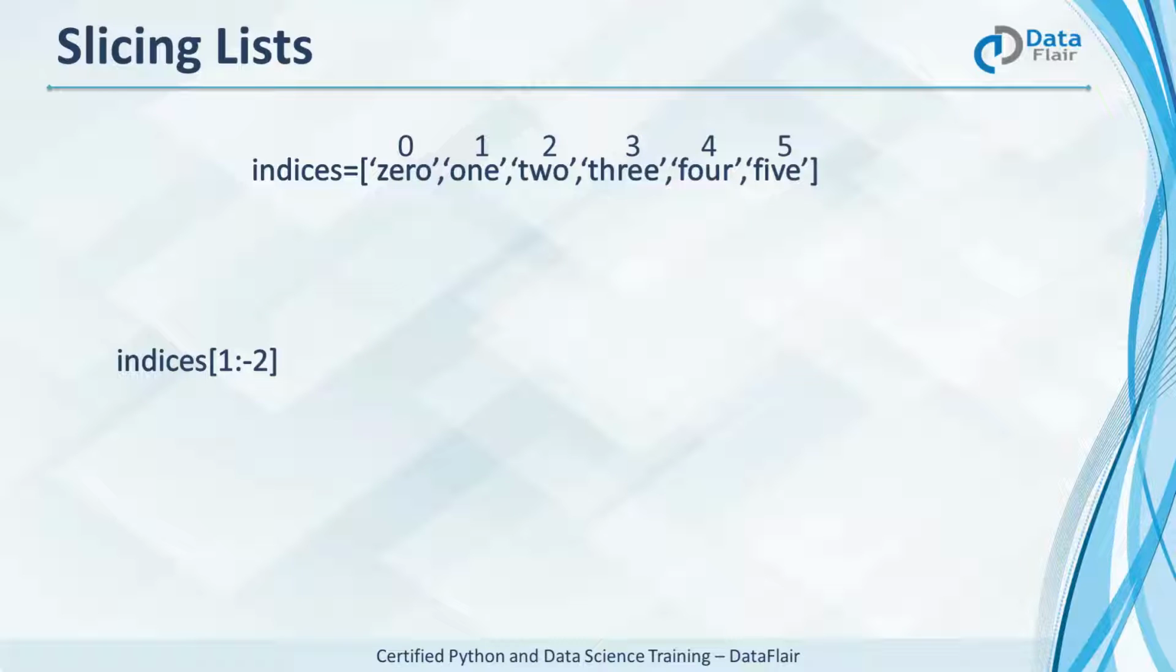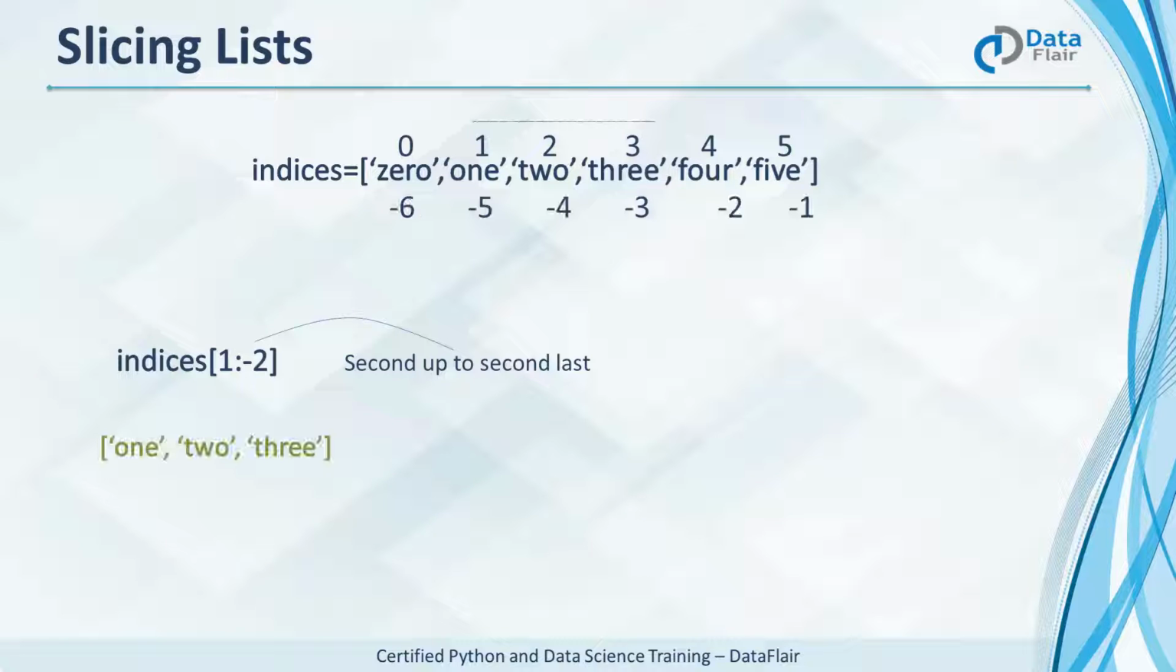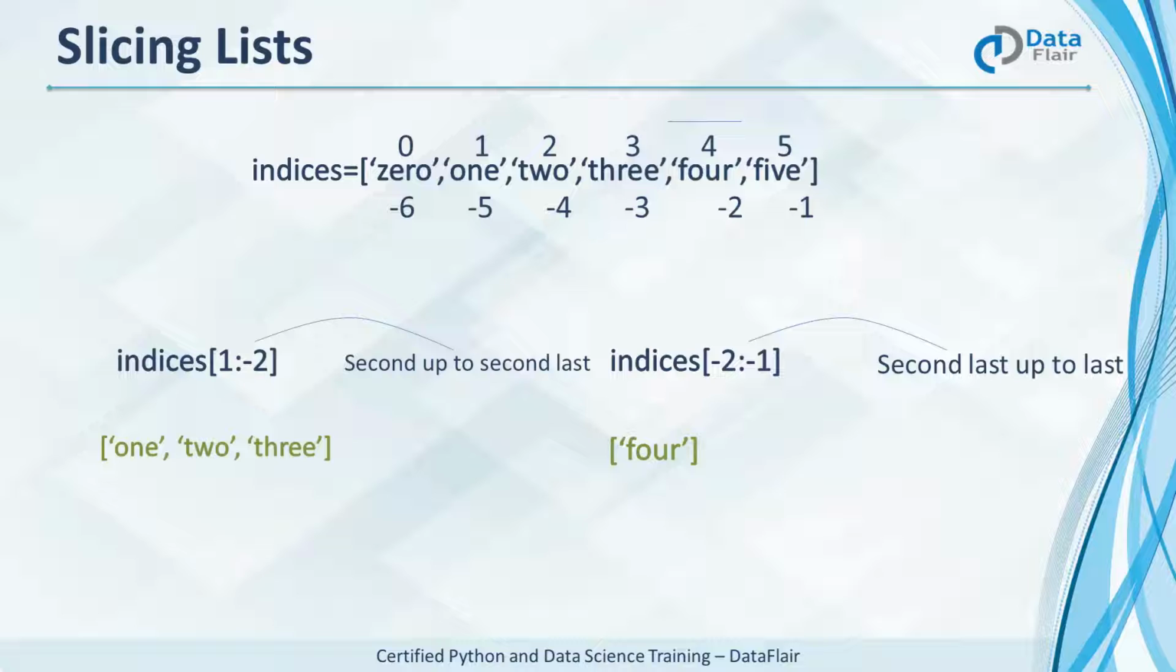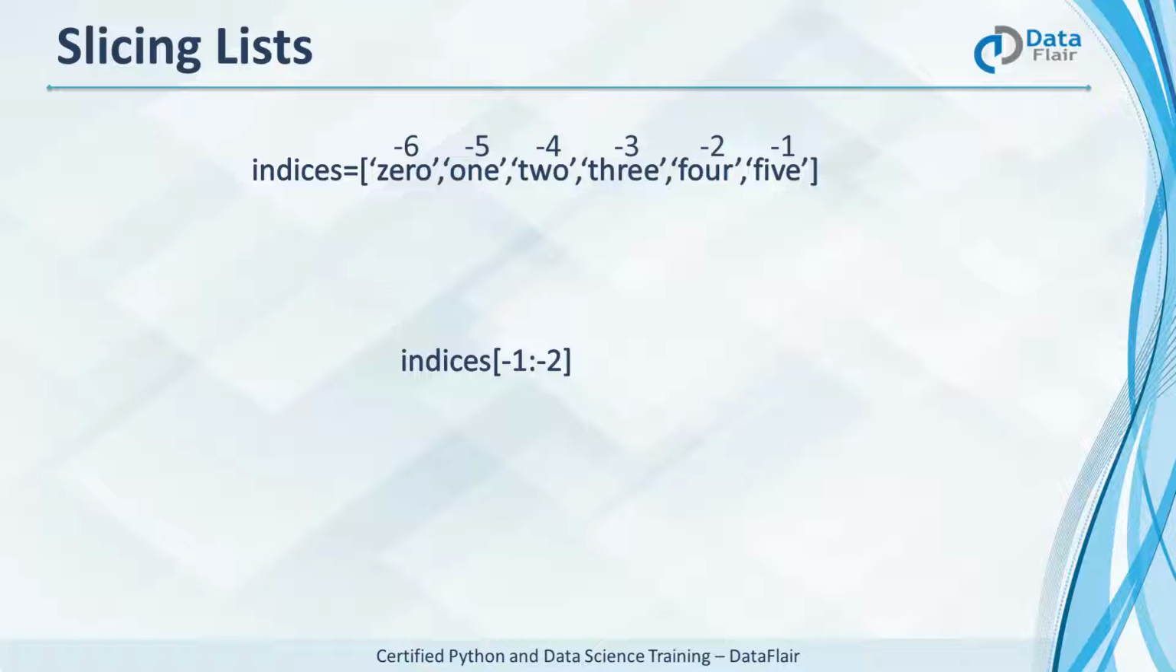Index 1 to minus 2, which is the second value up to the second last, we get this list. And slice minus 2 to minus 1, which is second last up to last, left to right we get a list with just the item 4. And now with negative indices, slice minus 1 to minus 2 means the last element up to the second last element, but for that we'd have to traverse right to left, because left to right we get an empty list. This is because here the start is ahead of the stop, so it has nowhere to traverse.